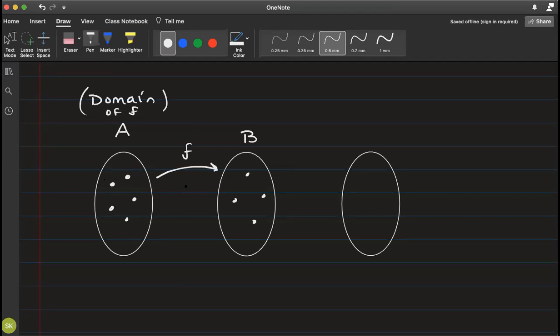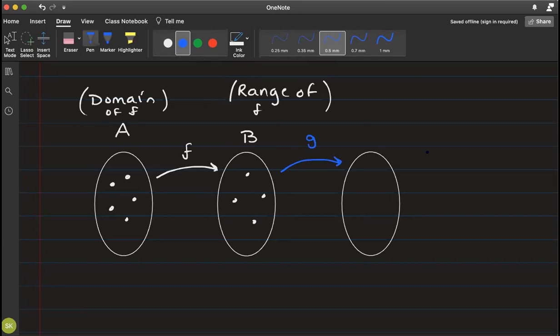So remember what a function does. A function takes every item in the domain and maps it to an item in the range. So this is the range of f. This B, the set B. But what g is going to do is it's going to take the range of f and send it to the range of g.